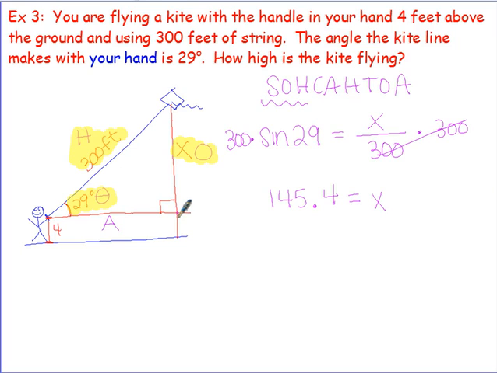This distance is the part of the triangle. It's from here to here. This 4 is important because this 4 is also over here. So if you want to actually find the full distance the kite is above the ground, you need to add 4 feet to this answer for a total of 149.4 feet. So this was the tricky one because of that extra 4 in there. So far, hopefully none of these have been too difficult. Let's take a look at a couple more examples.